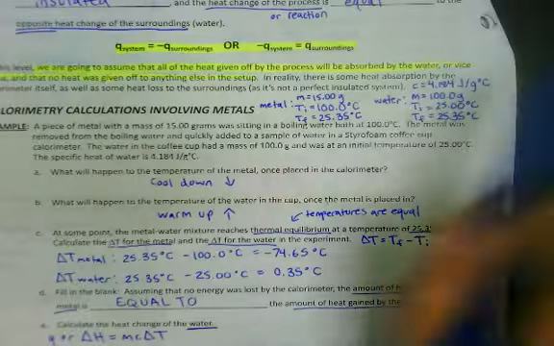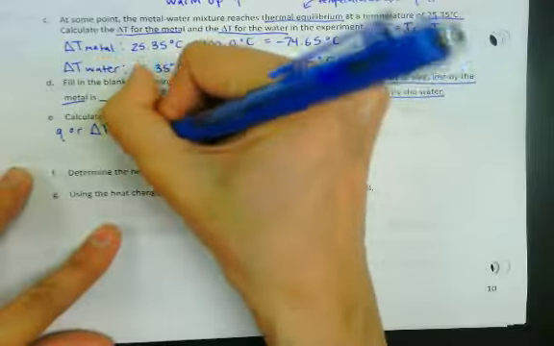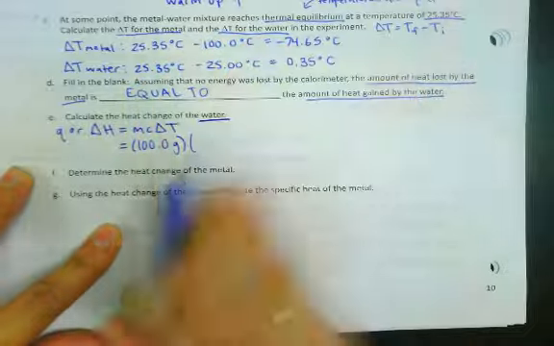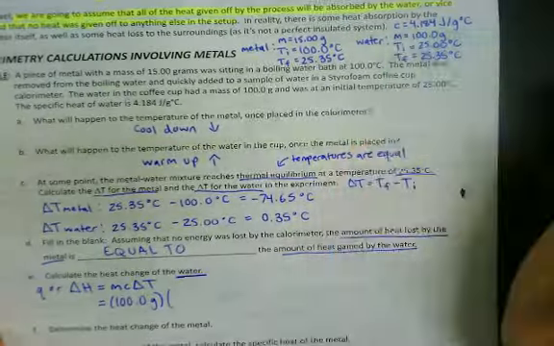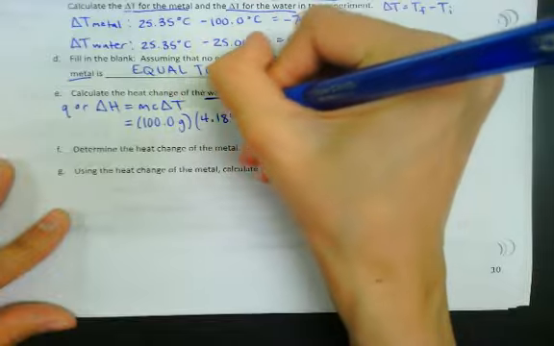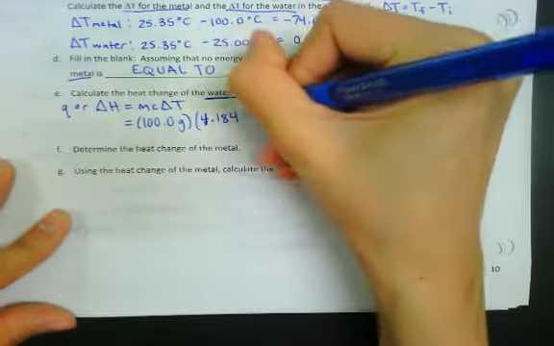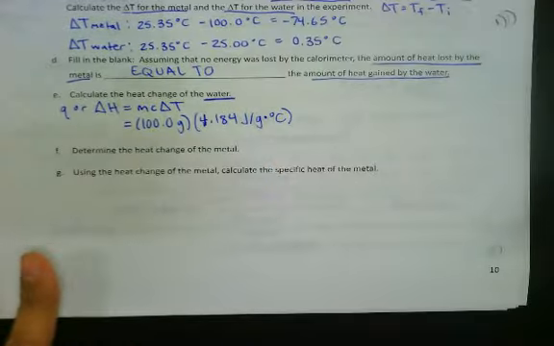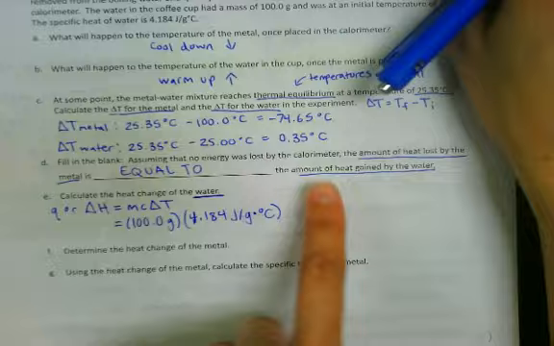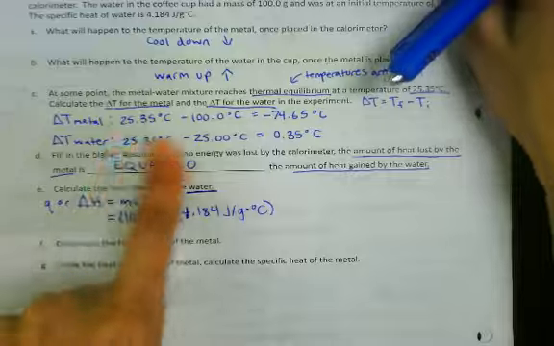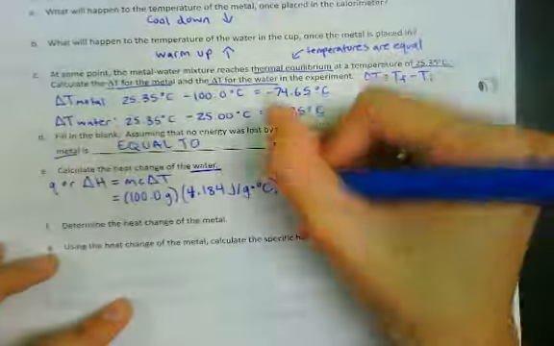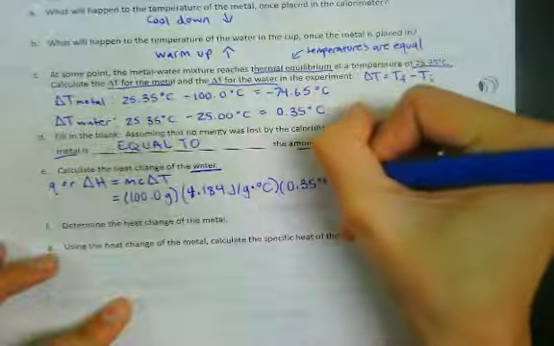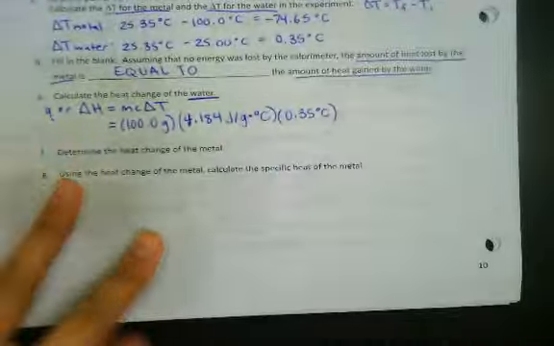We know the mass of our water. We wrote down that it's 100 grams. We know the specific heat of our water. We were told in our problem, 4.184. That's also on your formula chart, just an FYI. Okay. We also know the delta T. We actually already calculated the delta T, so we don't even need to do this 25.35 minus 25 here. We can just pop in the temperature change we already calculated.